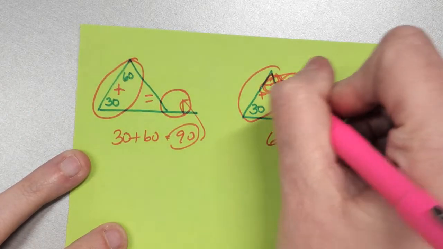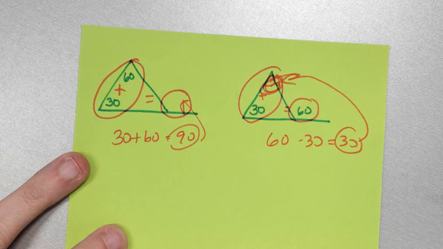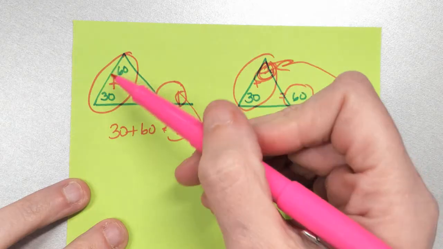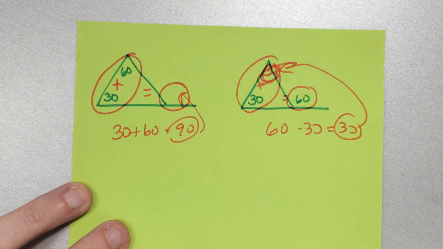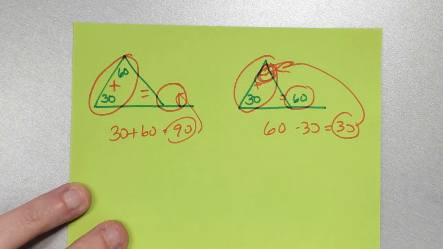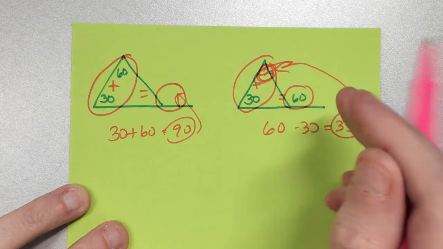But the missing number is 30 this time. So to work backwards, I have to subtract. So if I have both of the remote angles, I add them up to find the exterior. If I only have one of them, I got to subtract.